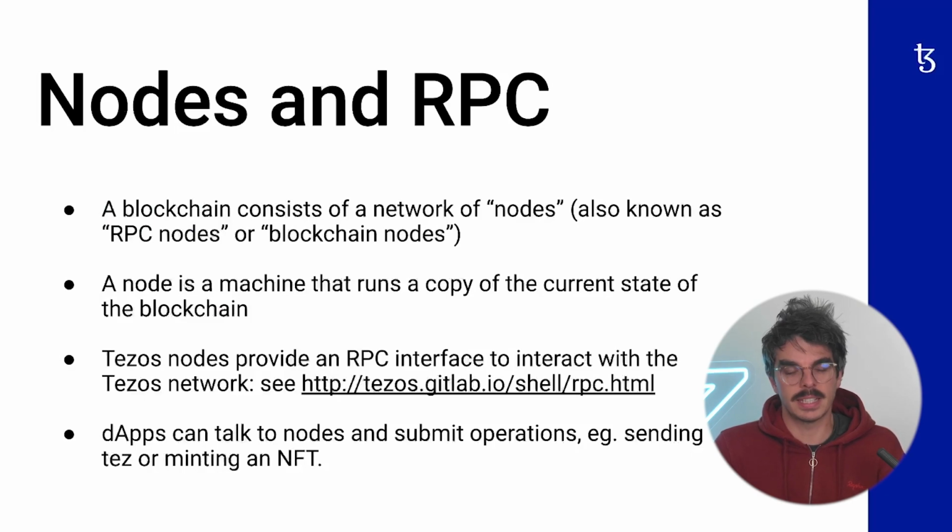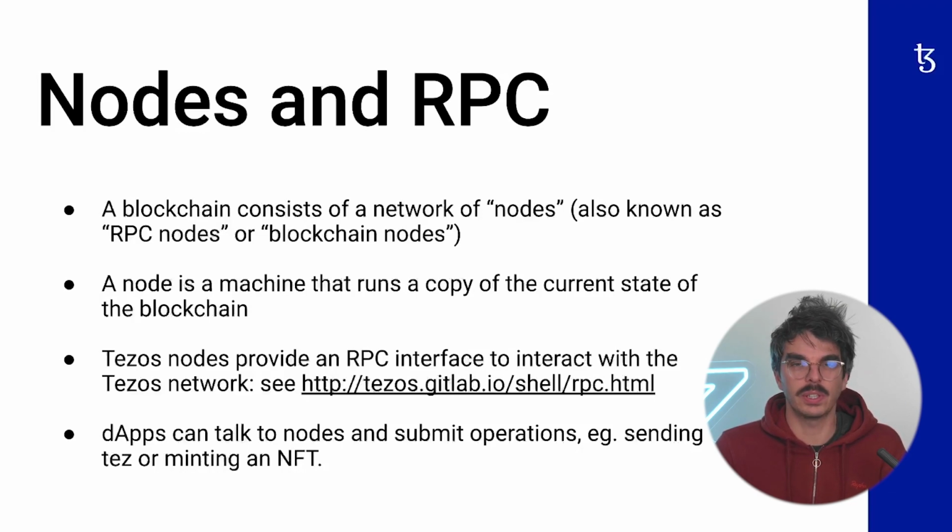As the slide says, a blockchain consists of a network of nodes that we also call RPC nodes or blockchain nodes. And a node is a machine that runs a copy of the current state of the blockchain. A lot of these ideas we discussed in episode 2, so you can also refer back to a similar discussion to this slide. Tezos nodes or blockchain nodes or RPC nodes provide an RPC interface for us to interact with the Tezos network.